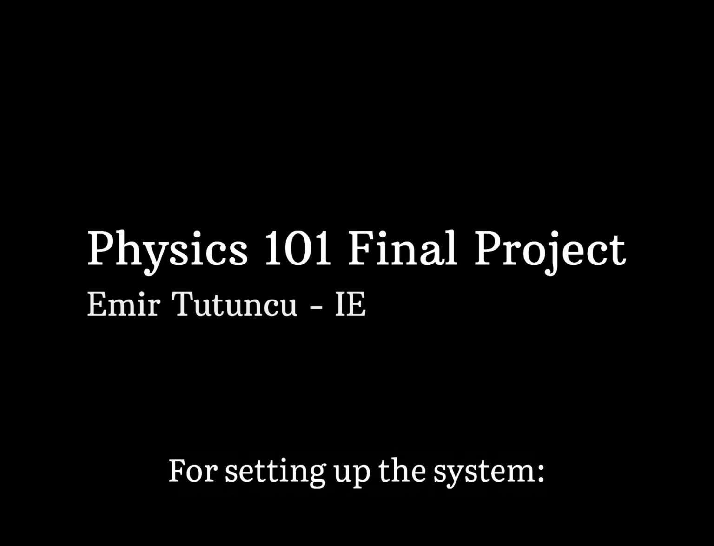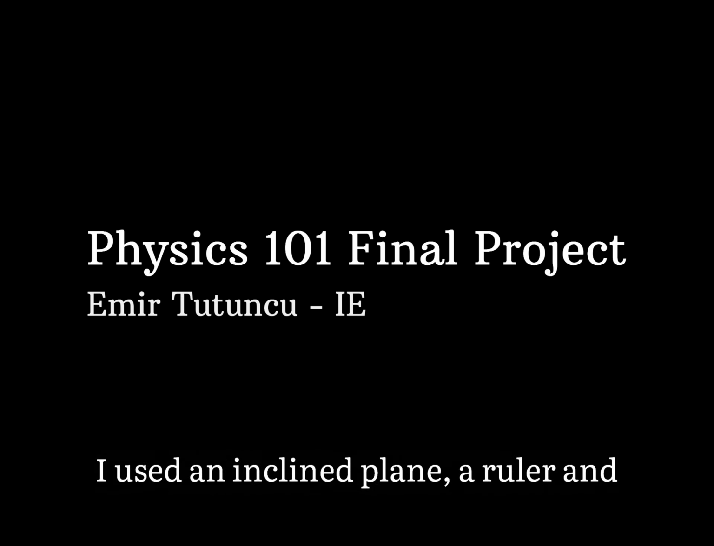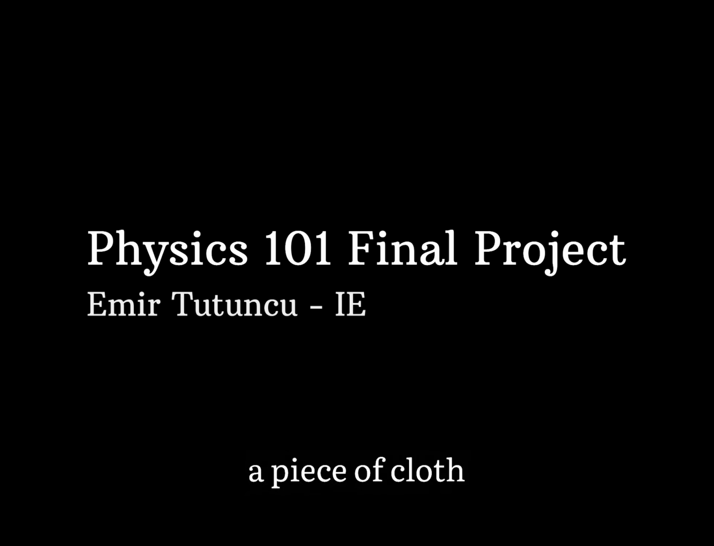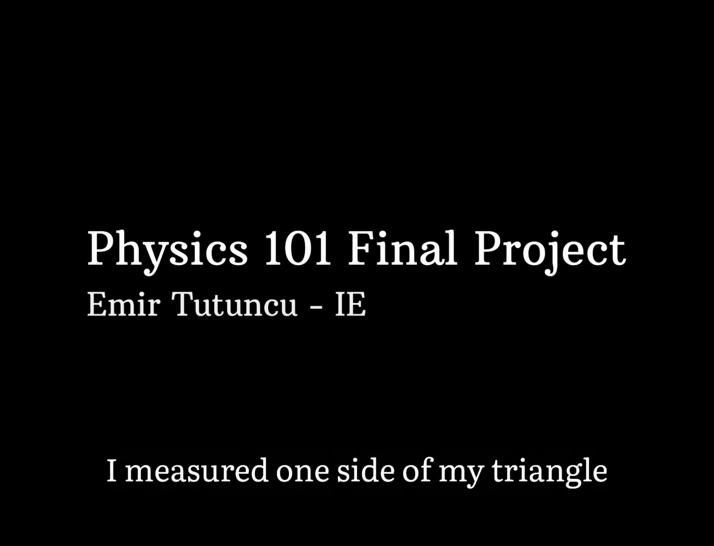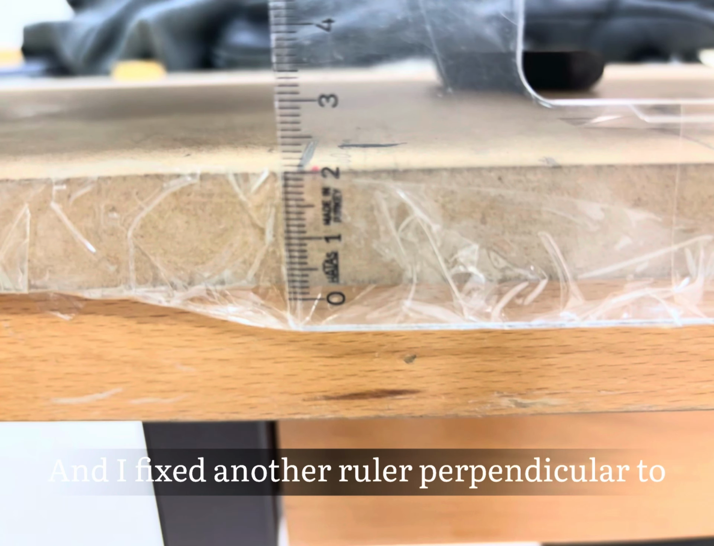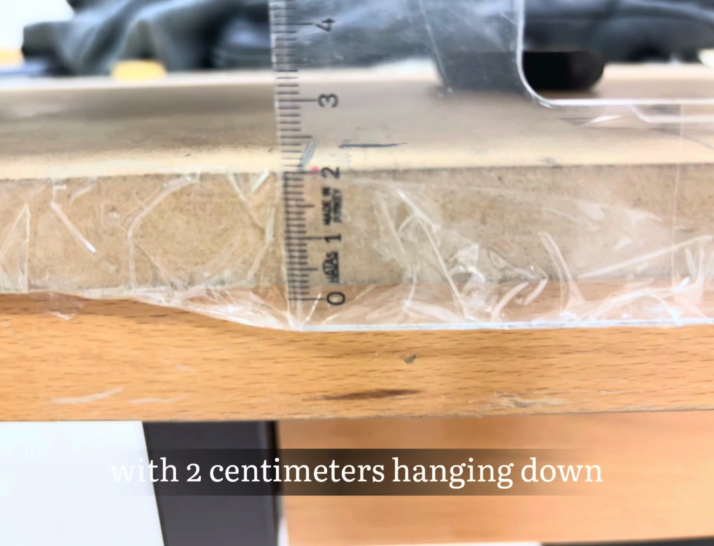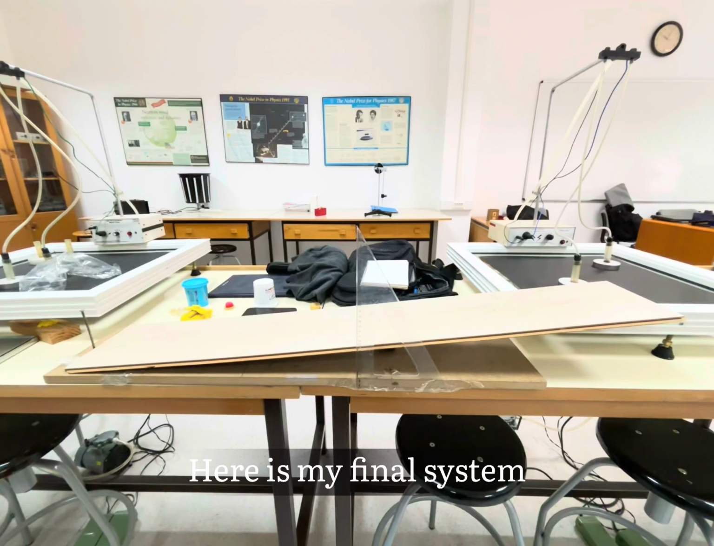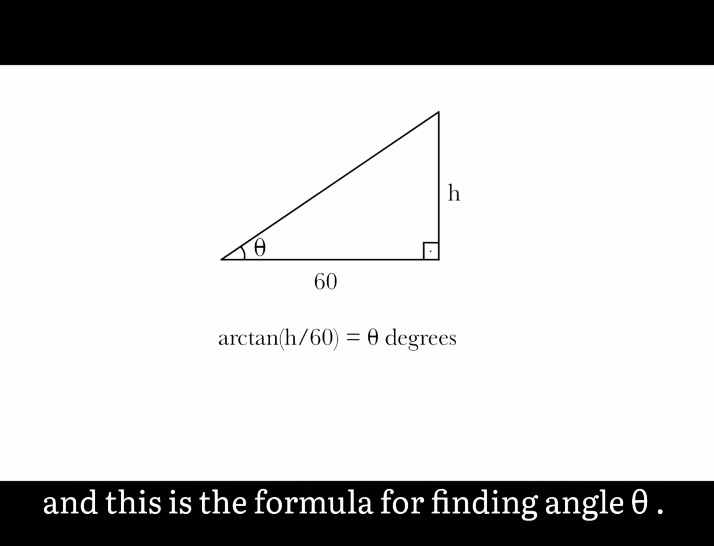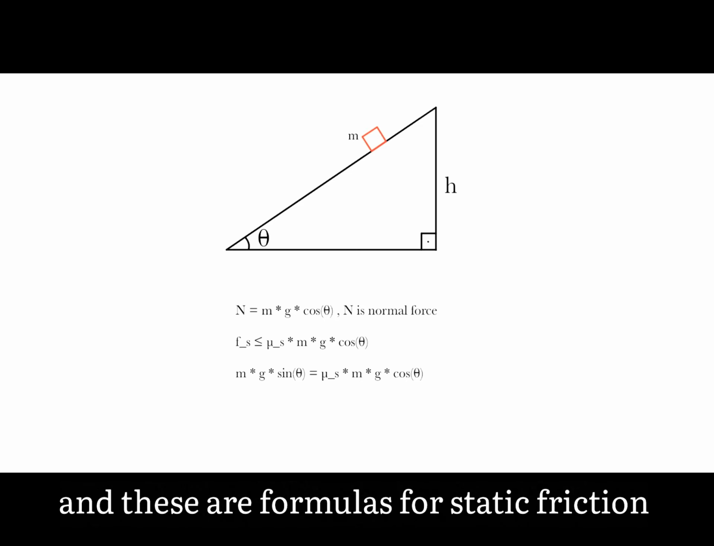For setting up the system, I used an inclined plane, a ruler, a piece of cloth, and two different masses. For finding angle theta, I measured one side of my triangle as 60 centimeters, and I fixed another ruler perpendicular to the first side of my triangle with 2 centimeters hanging down so that I can find its tangent value. Here's my final system, and this is the formula for finding angle theta. And these are formulas for static friction.